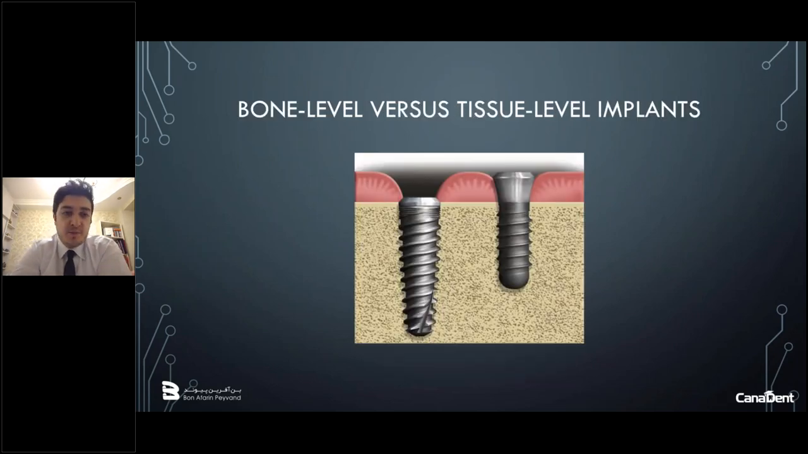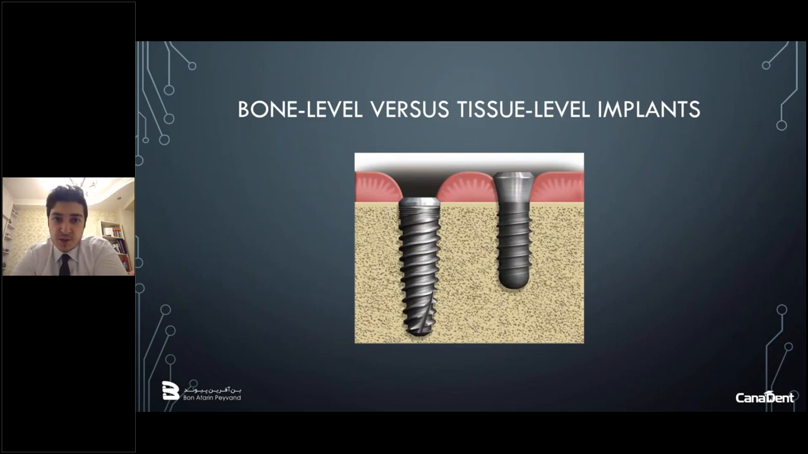Another design difference is bone level versus tissue level implants. In bone level design, the implant provides additional flexibility for creation of the soft tissue emergence profile of the implant restoration, and the collar of the implant must be at the level of the bone when it's inserted into the bone. But tissue level implants were developed to increase the distance of the implant abutment interface from the bone surface to provide the required biological width.